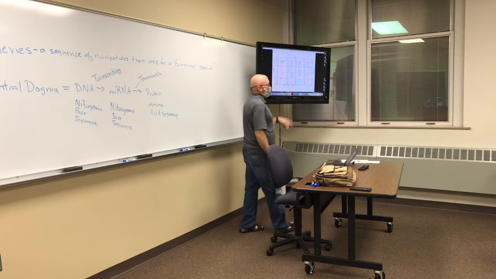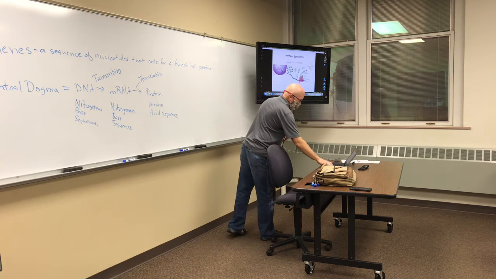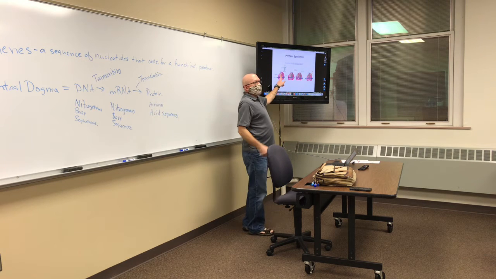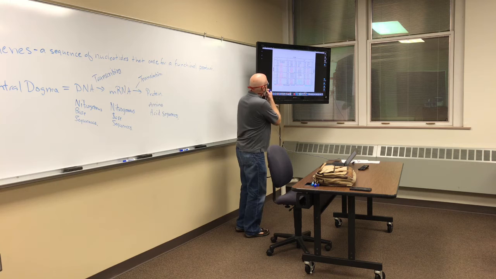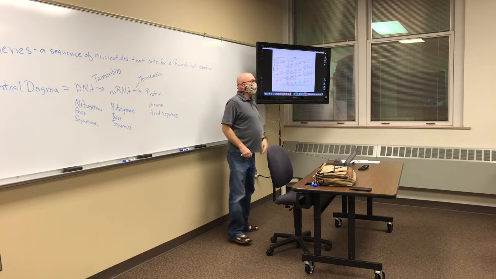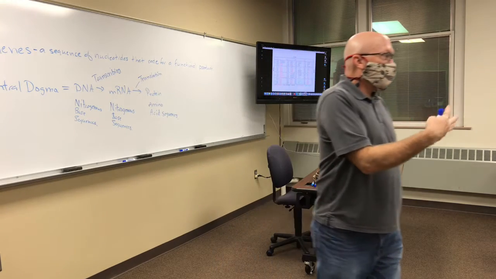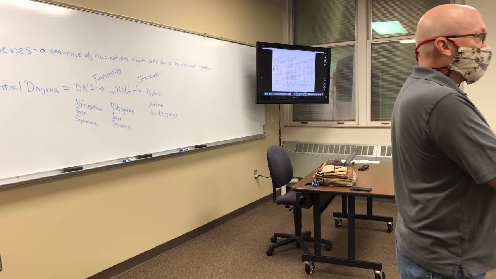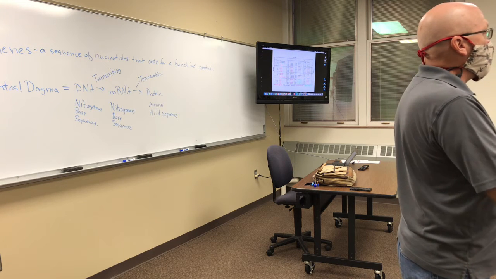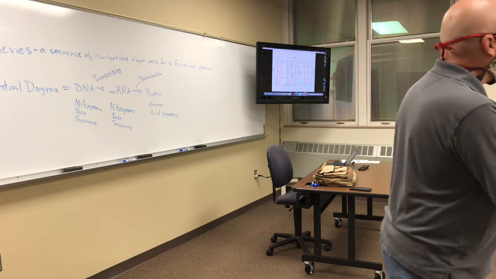AUG codes for the amino acid methionine. You'll notice in this graphic the first amino acid in this protein chain is a methionine, because this codon, adenine, uracil, guanine, is the start codon. It's the codon that your cellular machinery recognizes as the sequence of 3 nitrogenous bases in messenger RNA that tells the cell, I need to start making protein at this point.